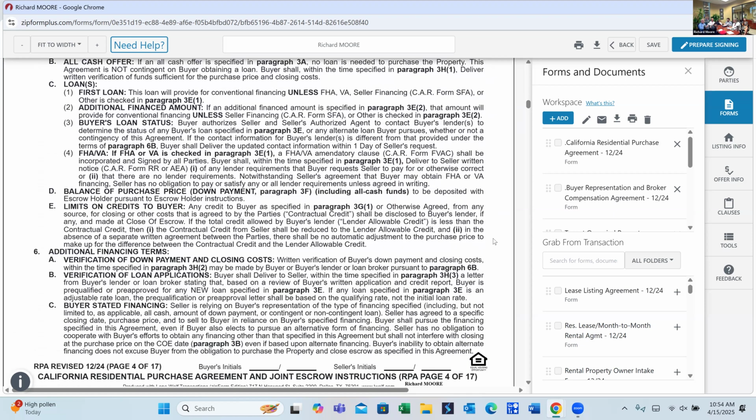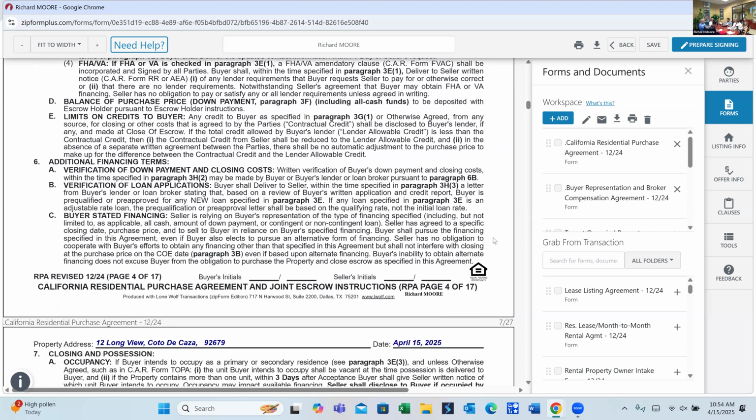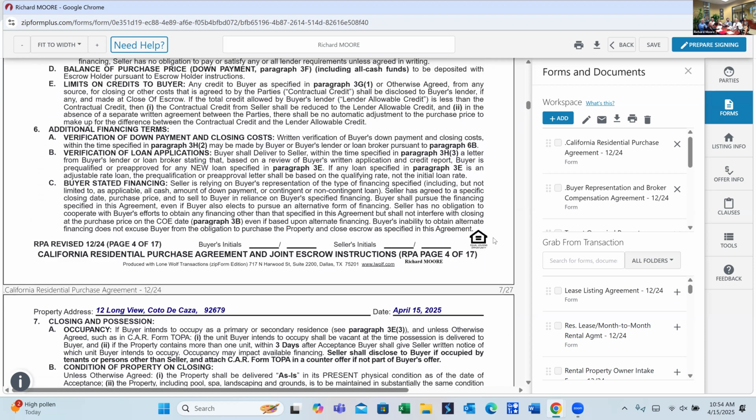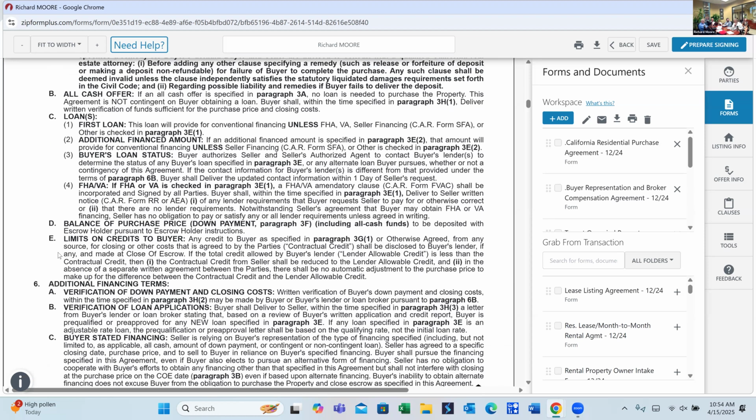There are a lot of these things I'm going to skip over down here because we've gone through a lot of it. Those are the big ones. Let's see, section 6. Additional finance, well, let's go back to section E, 5E. Limits on credits to buyer. Everybody on that page? We had talked about negotiating a credit.